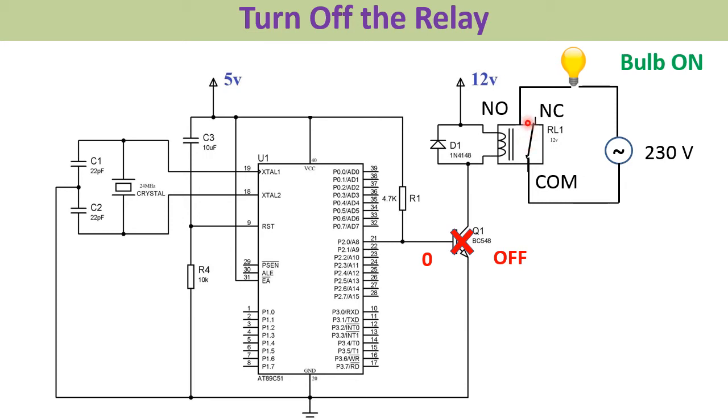This disconnects the bulb from one end of the power supply. Hence the bulb gets turned off. So logic 0 on the port pin will turn off the bulb. Now let's develop a C program to turn on and off the bulb after a certain interval.